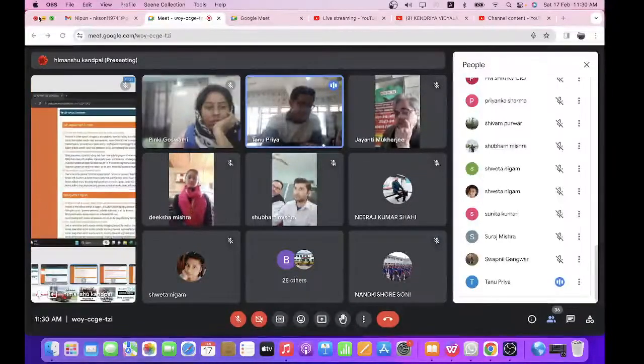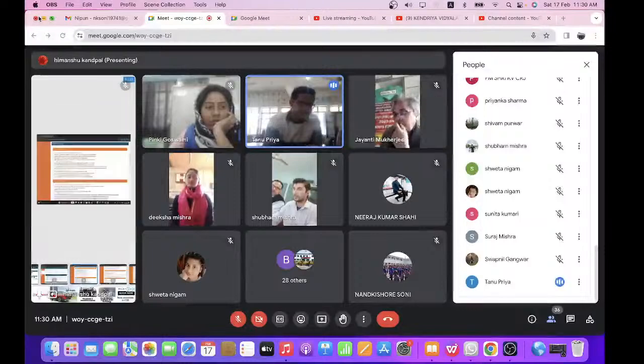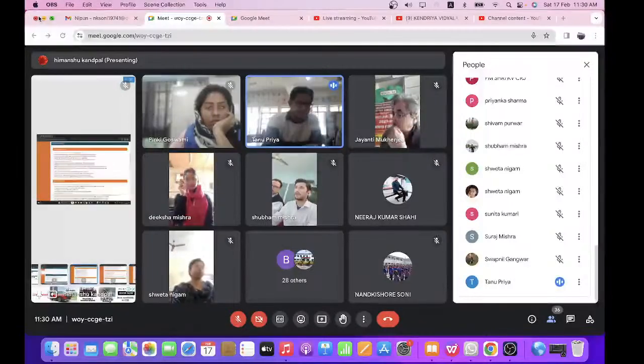Reading ability in English we have in the same way. If we assess the reading ability, these 4 points come out. You have to assess the students on these points.